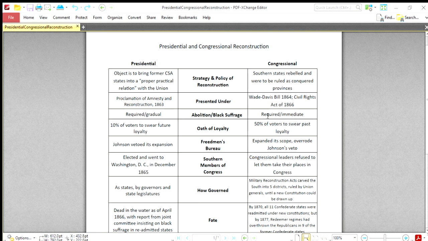For the congressional side, I put required and immediate. Congress, like the president, required the former Confederate states to ratify the 13th Amendment. So in that regard, the two approaches were the same. But Congress went further than Lincoln did with the question of black suffrage and insisted that these states change their constitutions to prevent withholding the right to vote on the basis of race. In other words, calling for the immediate implementation of the black vote.